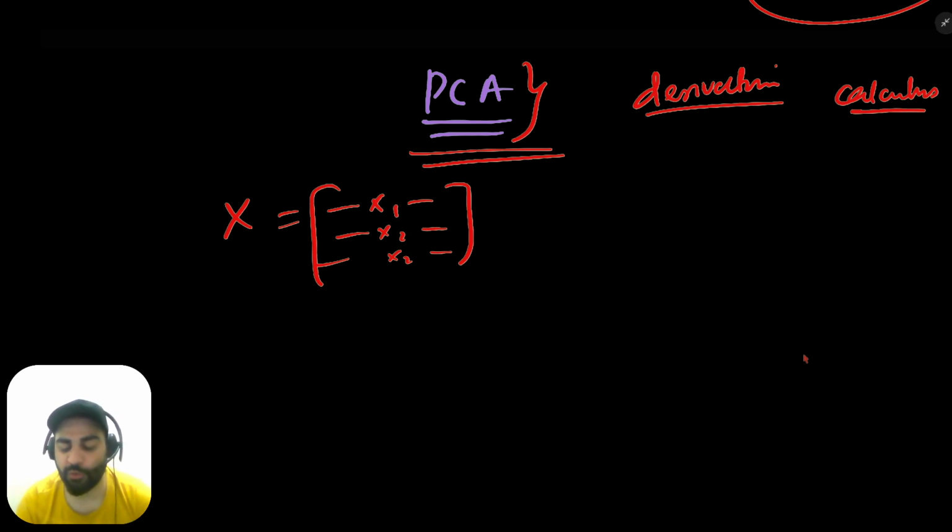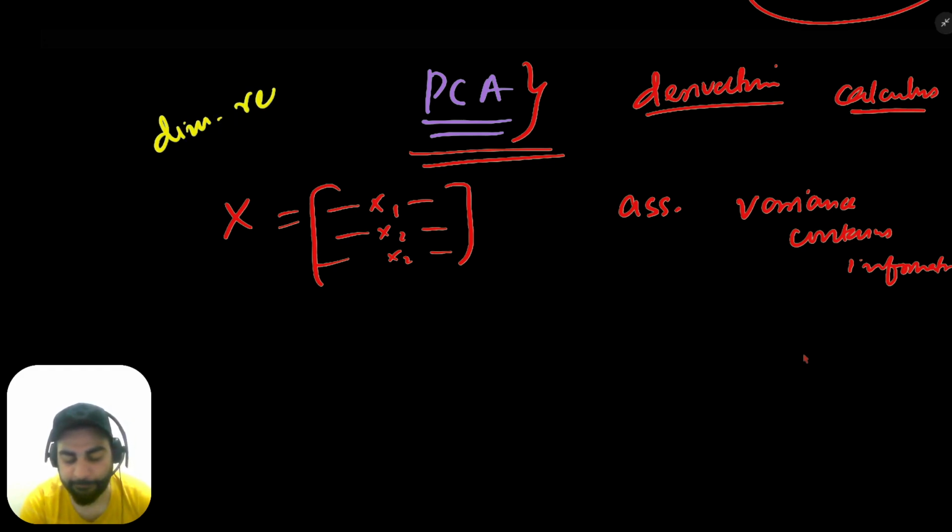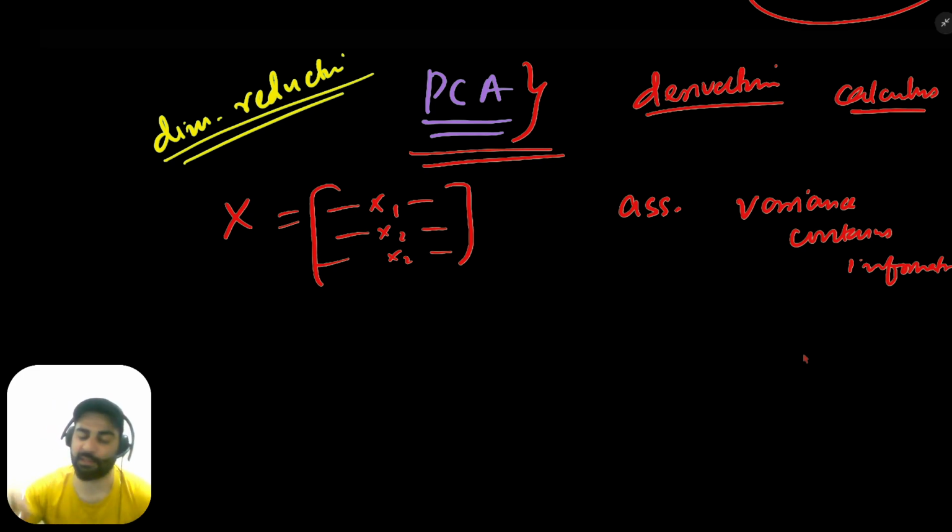In order to project the data onto a lower dimension space, we have these projection matrices that you have seen. Here the assumption that we have is that variance contains information. Variance contains information. This actually is a dimensionality reduction technique. We'll see that in detail when we go into PCA after learning the optimizations.